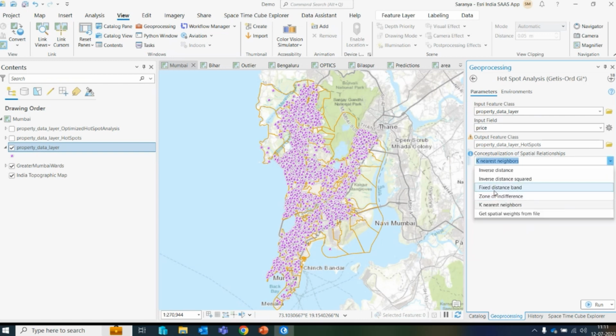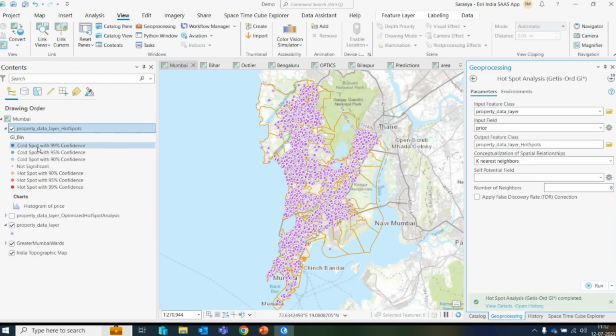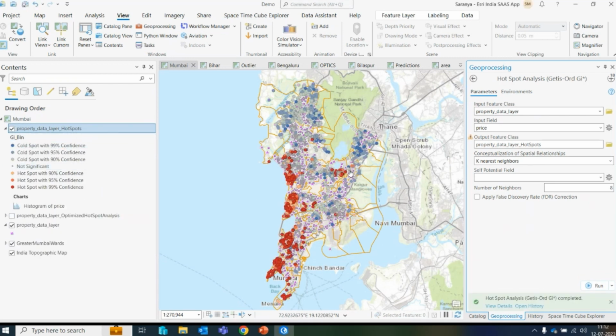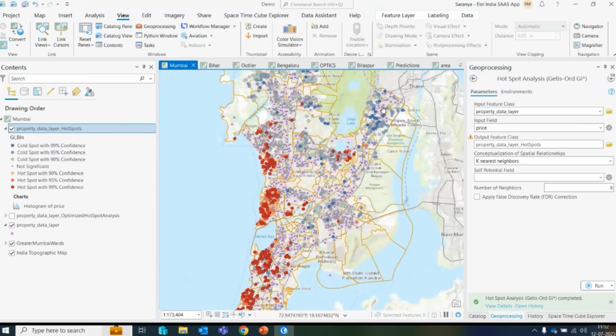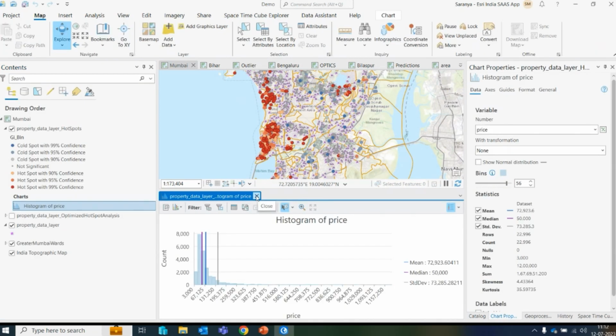You have fixed distance band, k nearest neighbors, get spatial weights from file. All these options are available. Based on your data set and your question, you can decide which spatial relationship you should go for. You can also give the number of neighbors you would like to consider. Once you run this tool, you automatically get hotspots and cold spots in your study area. Here we have regions of high priced properties, and regions of low priced properties as well. And you can quickly look at the histogram to understand your data better.